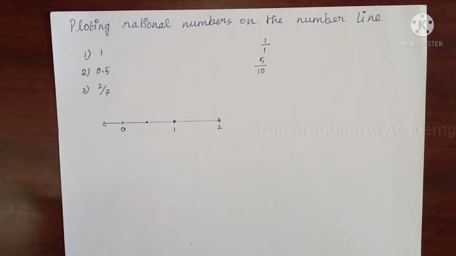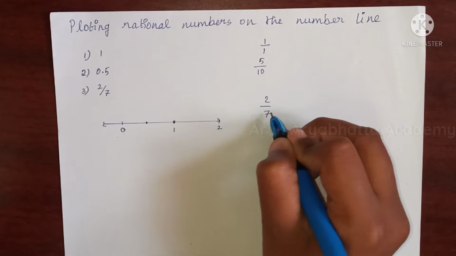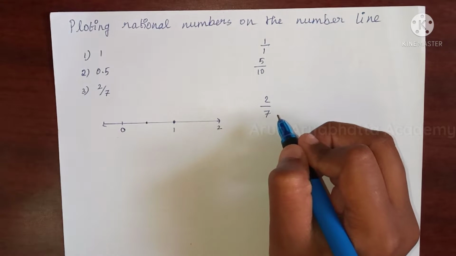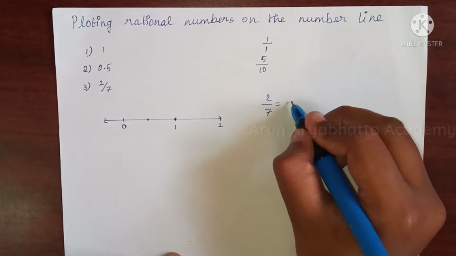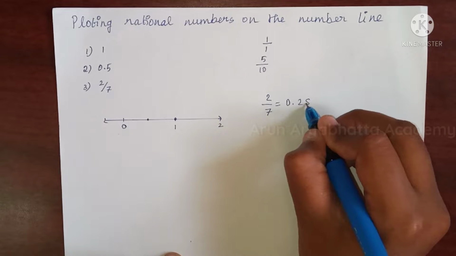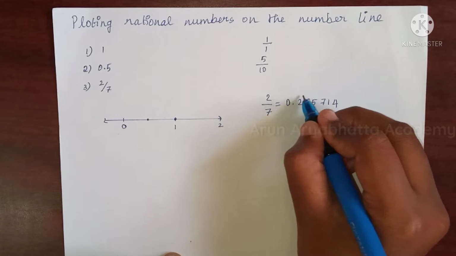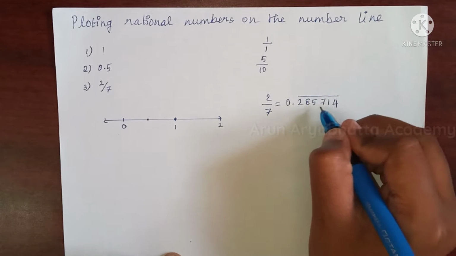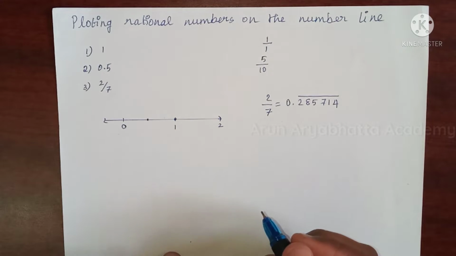We have to represent 2 by 7 in decimal places. So we will get 2 by 7 as 0.285714. It will be going on repeatedly. It is a recurring and non-terminating decimal.